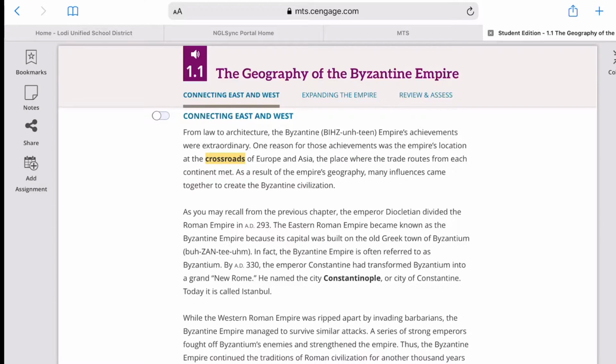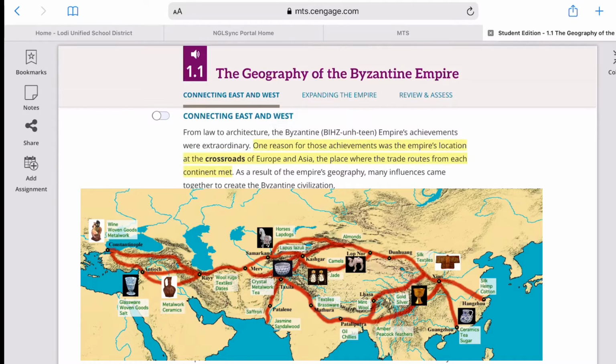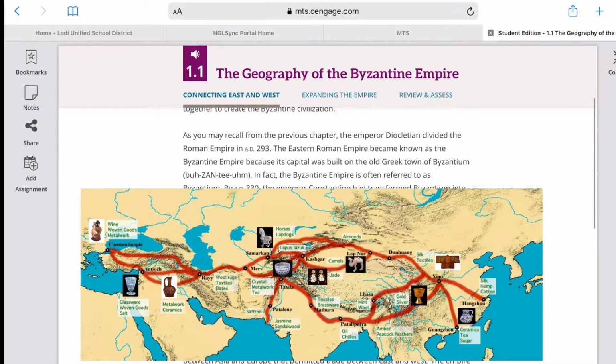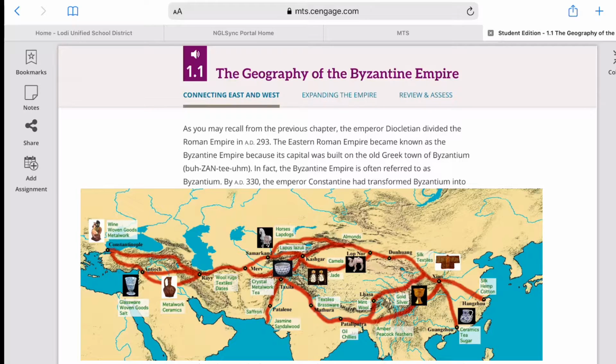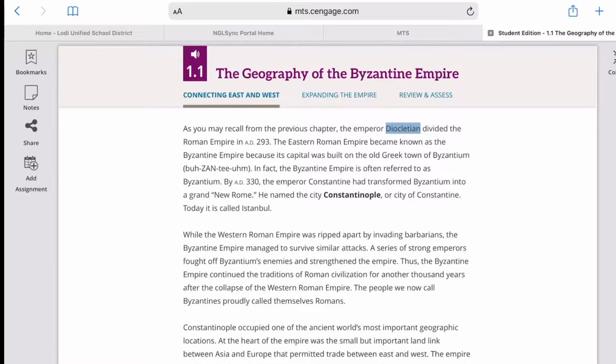So just like the old western side of the Roman Empire, from law to architecture, the Byzantine Empire's achievements were extraordinary. The reason for this is its strategic location. It's at the crossroads of Europe and Asia. It is a perfect place for business. It's a perfect place for trade routes from each continent, and a lot of merchants converged on these trade routes.